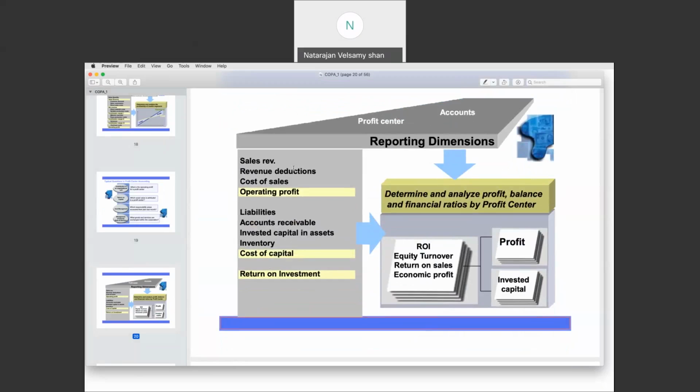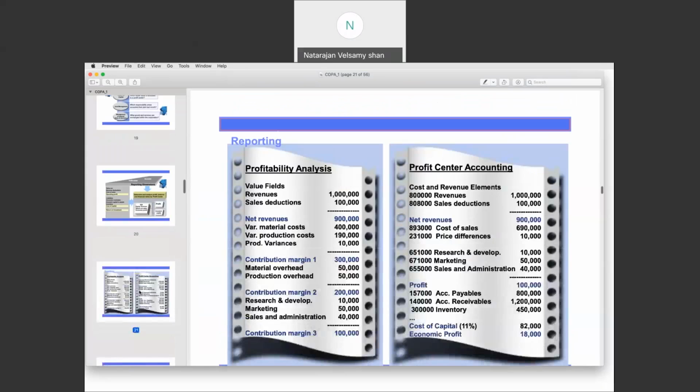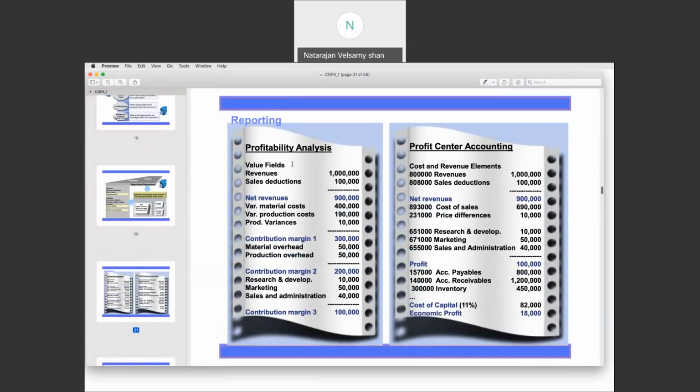So the sales will give the operating profit, and how much is invested as the cost of capital will then give the return on investment. So in reporting, profitability analysis reporting will have the contribution margin, whereas profit center accounting will have the net output and net revenue and how much cost invested. So here the cost of capital is 80,000. So what is the ROI?